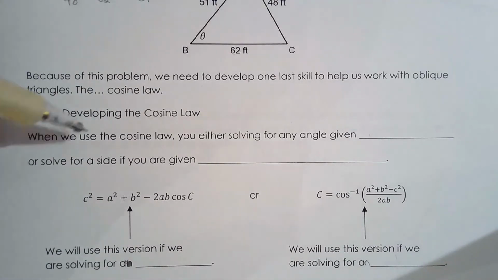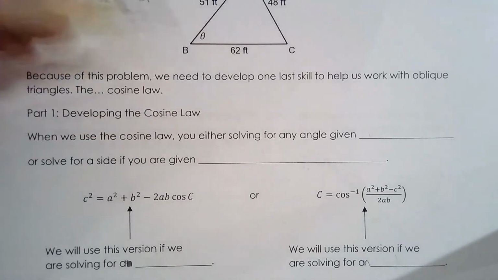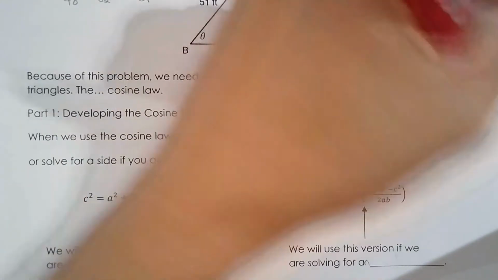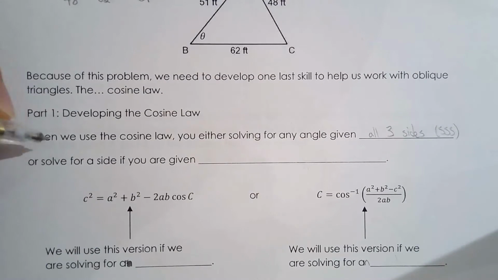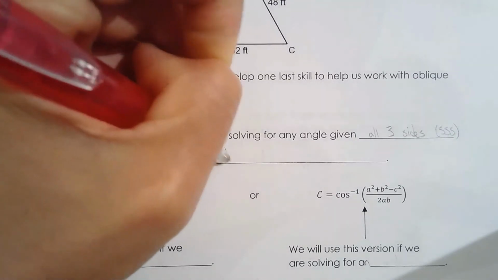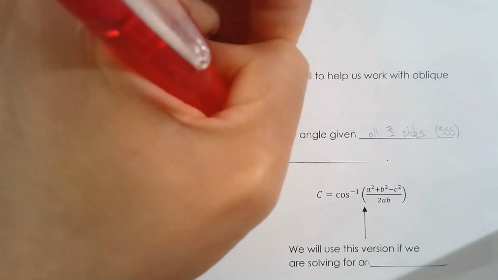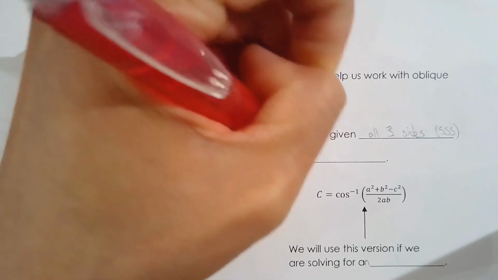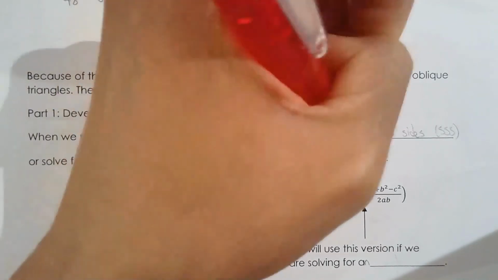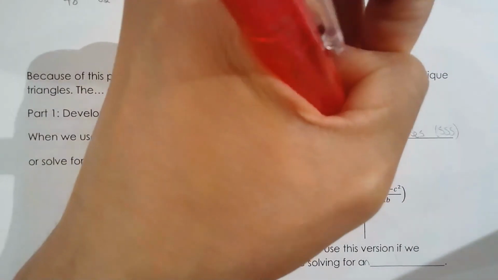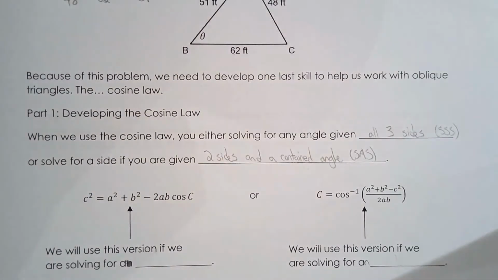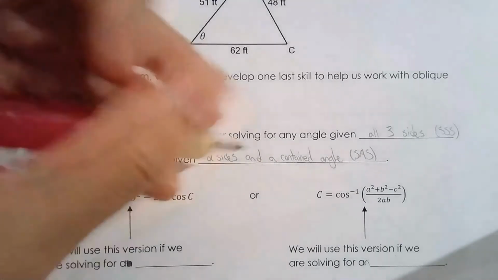Okay, so we use the cosine law when you're either solving for any angle given all three sides, so that's called side, side, side. Or you solve for a side when you are given two sides and a contained angle. When you see the triangle, it'll make perfect sense. But this one's called side, angle, side. So two sides and a contained angle. I call that a sandwich situation.